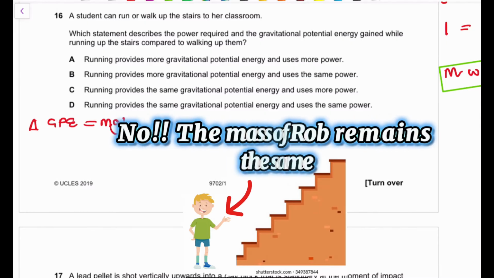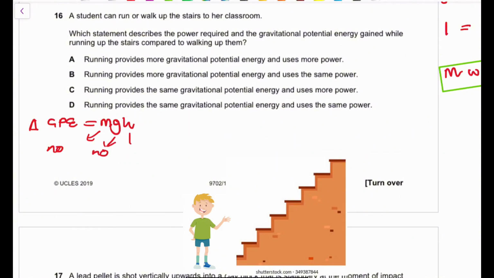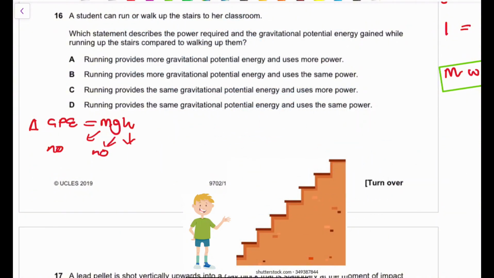Is the mass of the student going to change? No. Is the value of g going to change? No. Is the height of the staircase going to change? No. So it doesn't matter whether the student crawls, runs, or walks, she can do whatever she wants, but the height is going to remain the same. The mass of the student is not going to change. The value of g is not going to change. So they're going to have the same gravitational potential energy. I hope it makes sense. So A and B are going to be wrong on that fact, because they can't have more gravitational potential energy, right?